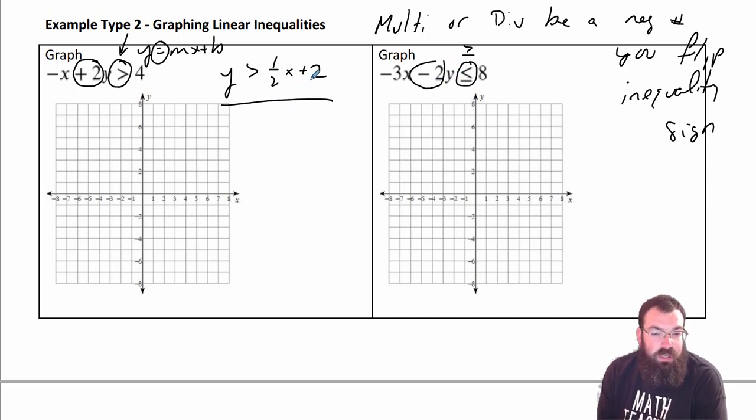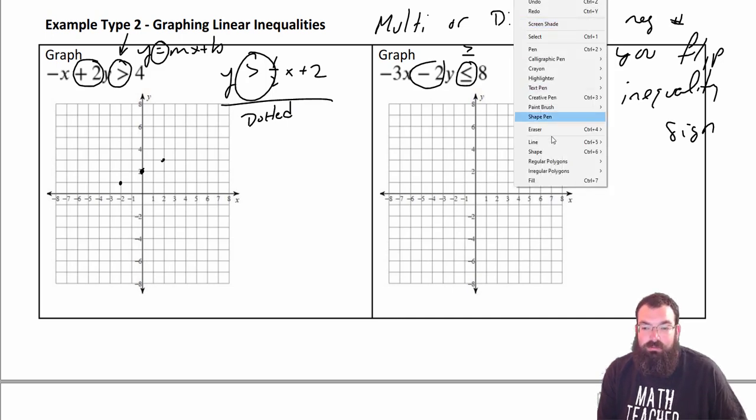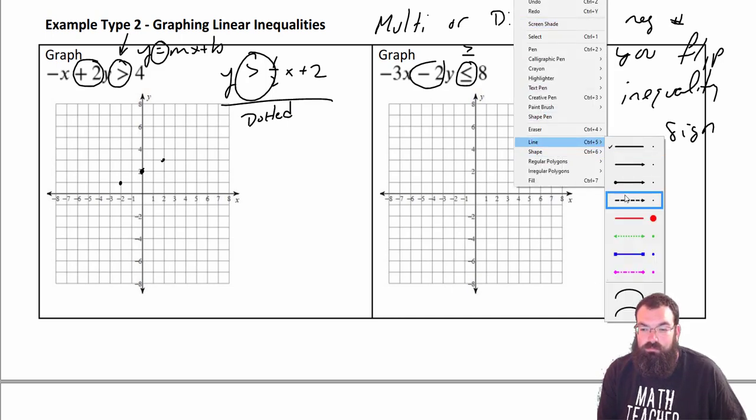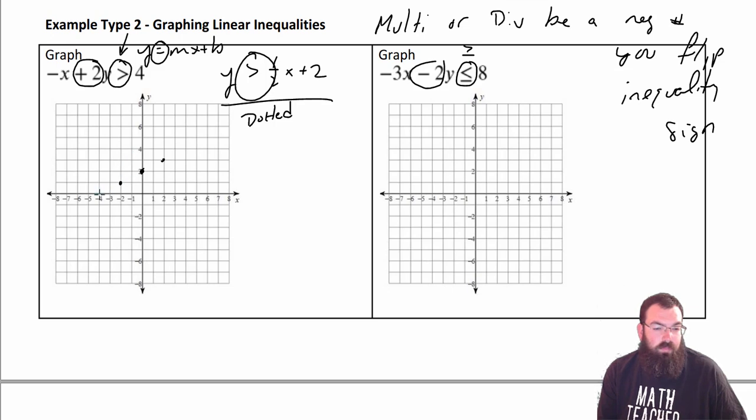So let's graph this. So positive 2 up there. Rise 1, run 2. So rise 1, run 2. I could go down and over as well. So there is my line. This is going to be a dotted line because of what this tells me. That is dotted. Okay, so let me get my dotted line here. Let's go that way.